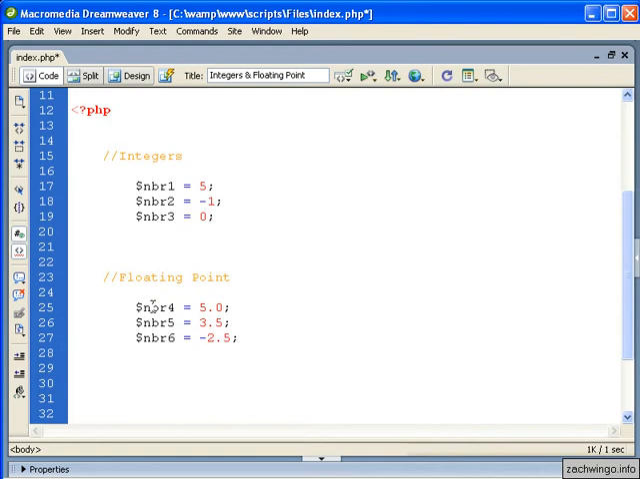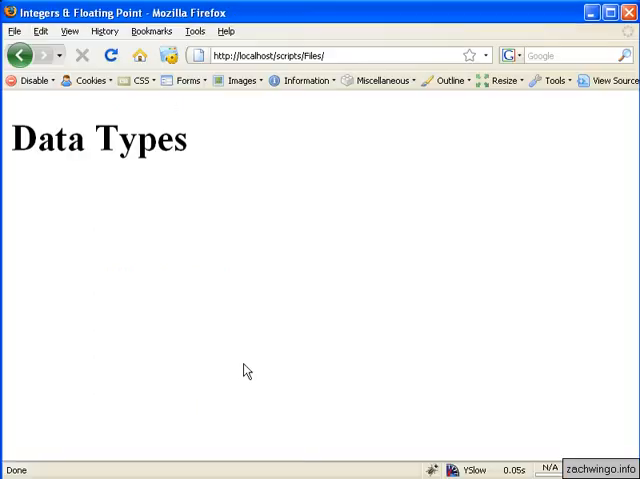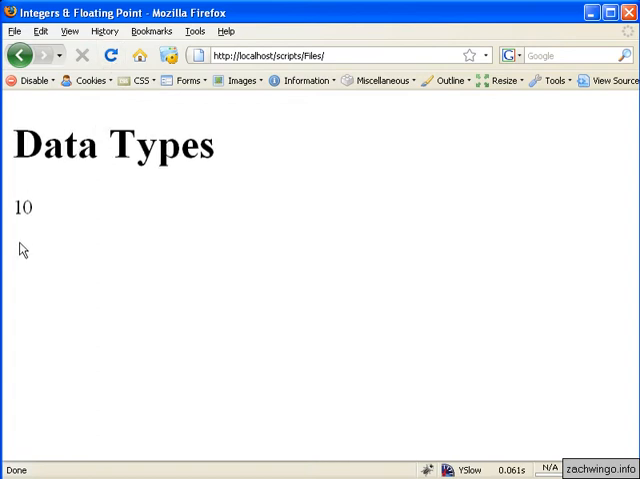So I'll just give you an example here. First of all, if we just add two integers together, so if I say print, we can do math right inside of a print statement. I'll say print 5 plus 5. We'll save that. I'm just adding two integers, 5 and 5, so we should get 10. Of course we do, we get 10 there.